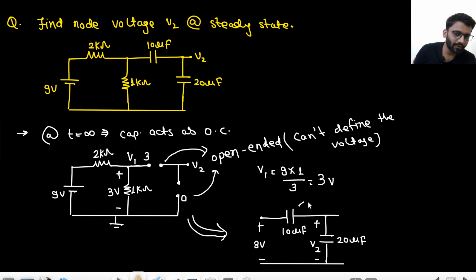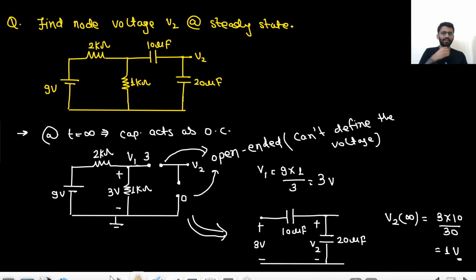So if two of the components are providing very high impedance, then we will simply divide the potential in inverse proportion, right? For capacitors we will divide the potential in inverse proportion, but for resistors we would divide the potential in proportion, right? So they are capacitors. So simply V2 at infinity would be 3 into 10 by 30. So that would be 1 volt.